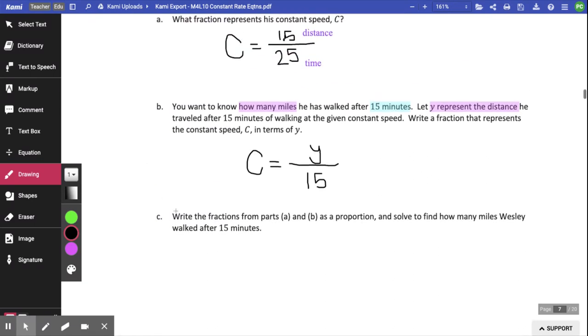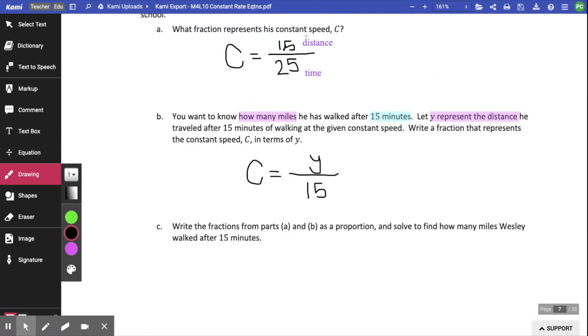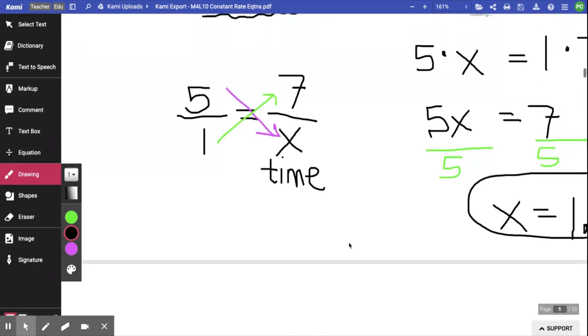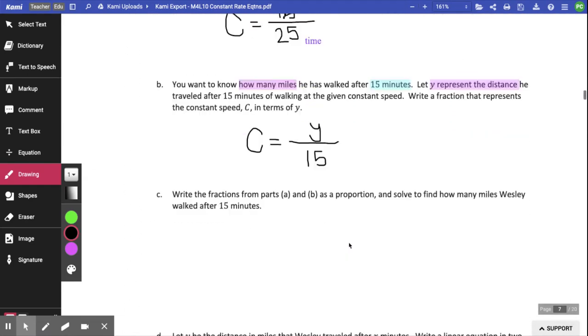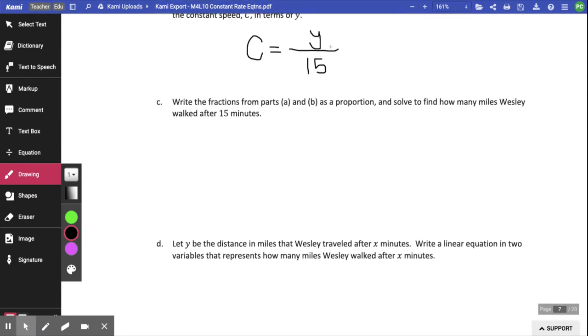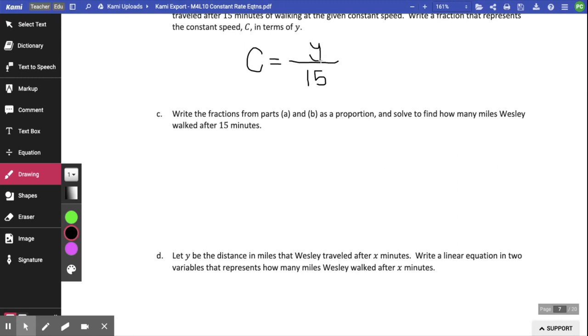So what they're asking you to do is to take the answer from part A, which is right up here, and to take the answer for part B, which is the one we just wrote, and write them as a proportion. What that means is we're going to make them equal to each other, like we did in the example up top for constant rate, and we're going to cross multiply to solve for the missing amount of miles that Wesley has walked in these 15 minutes.